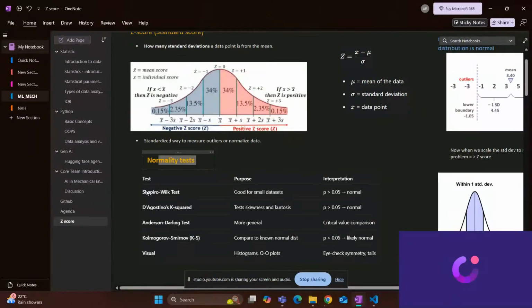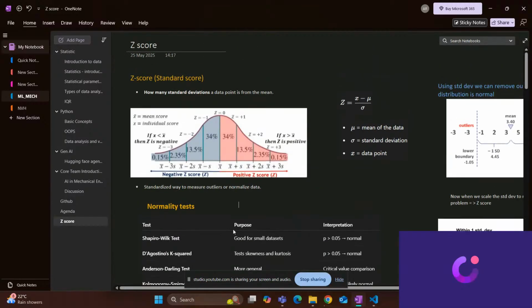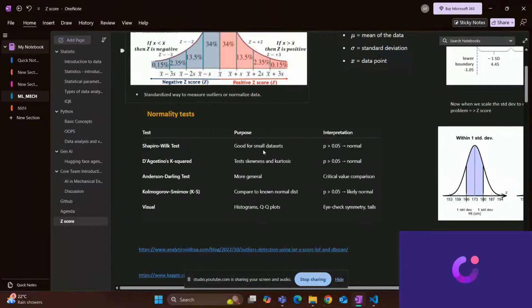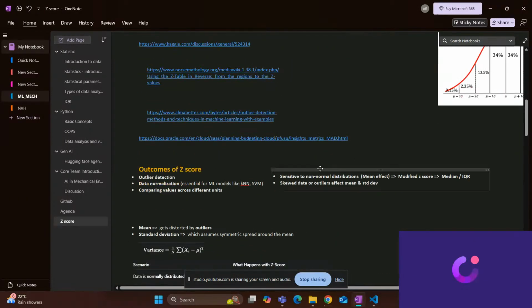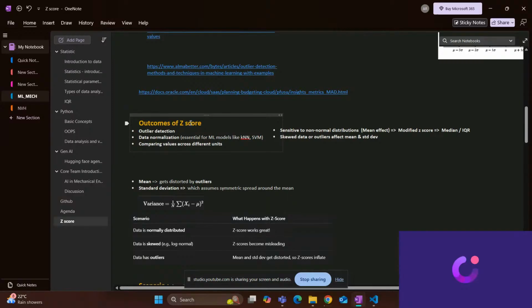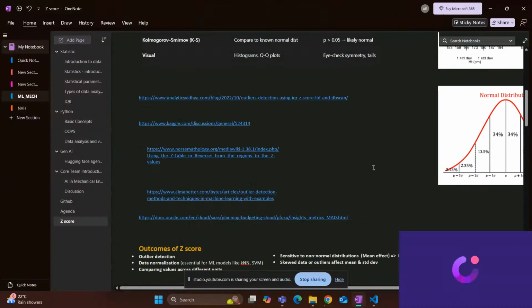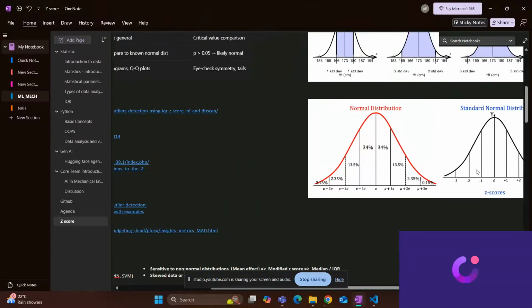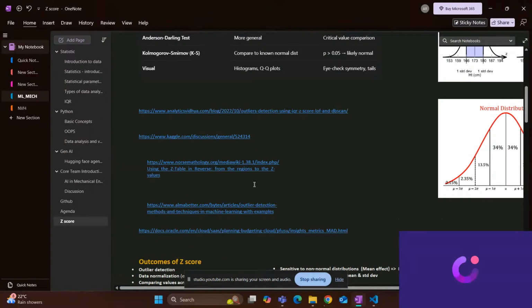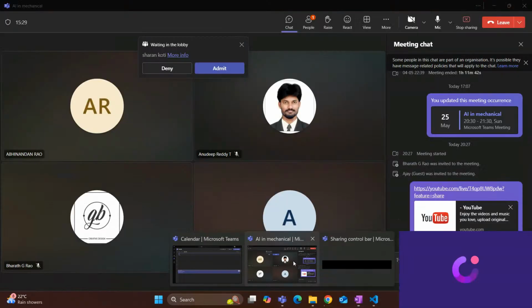I think we can discuss the Shapiro-Wilk test method as well as the KS test method, and how we can use them for hypothesis testing and to test whether the data is normally distributed or not. But this will be a prerequisite to do a z-score test. Once we do that, what would be the outcome? The outcome of z-score would be, one, outlier detection, and we try to normalize the data. That's what we see here. The other point is comparing the values across different units.